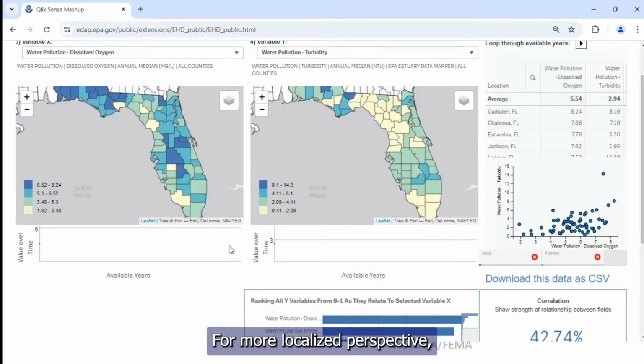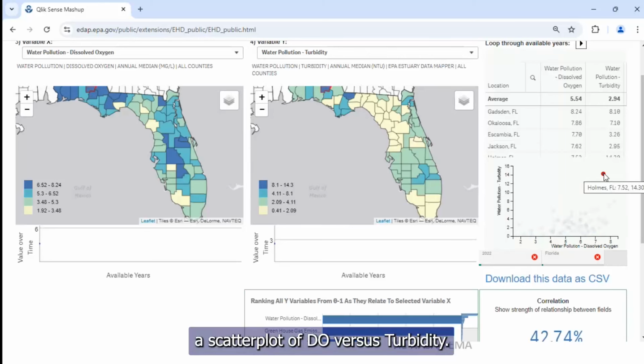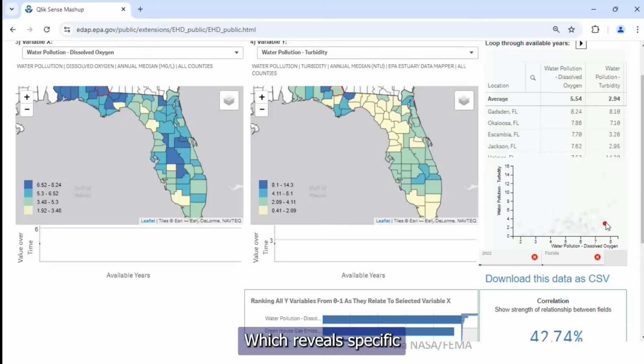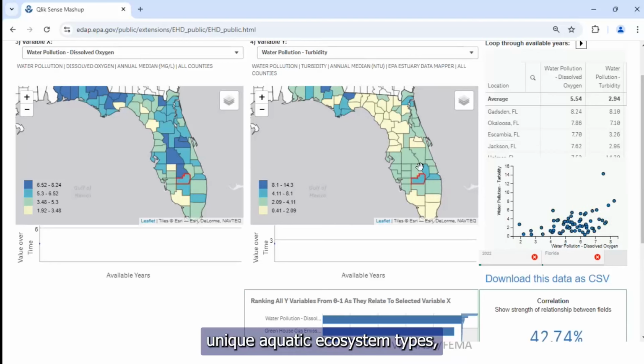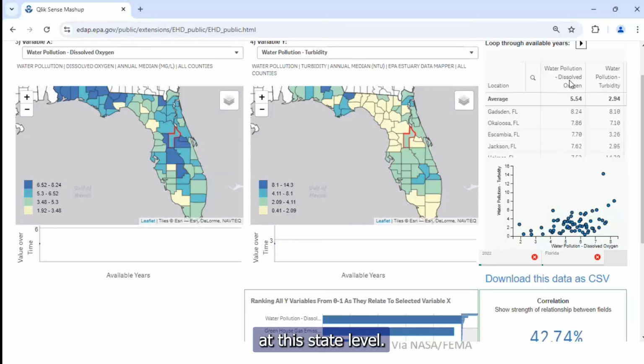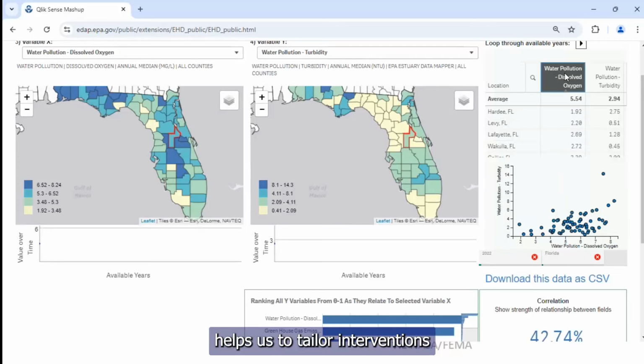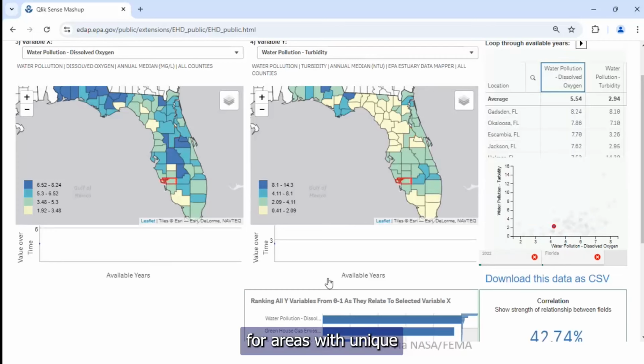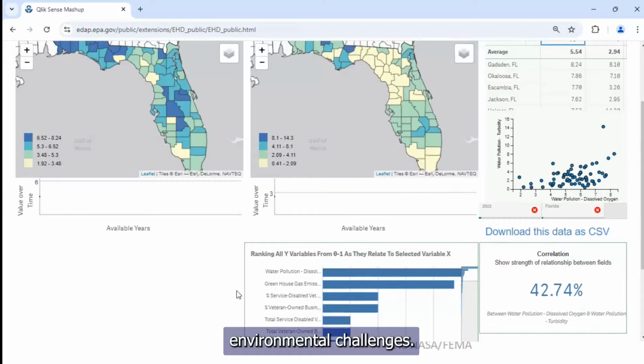For a more localized perspective, let's zoom in on Florida, as Sal has done. Here's a scatter plot of DO versus turbidity, which reveals specific trends in Florida's unique aquatic ecosystem types, giving us insights into how turbidity impacts oxygen levels at this state level. This feature helps us to tailor interventions for areas with unique environmental challenges.